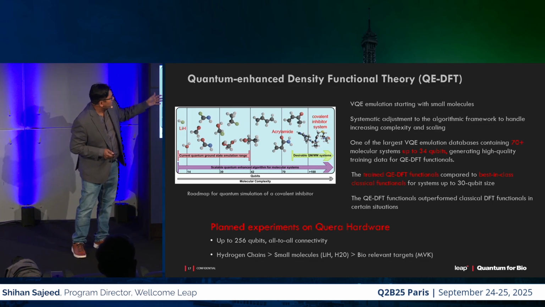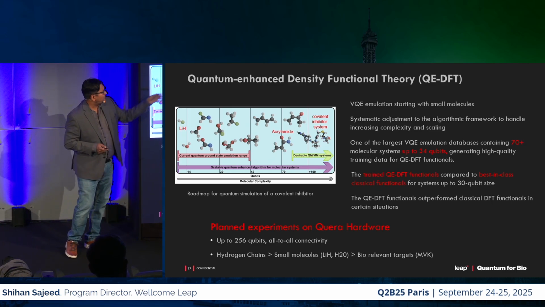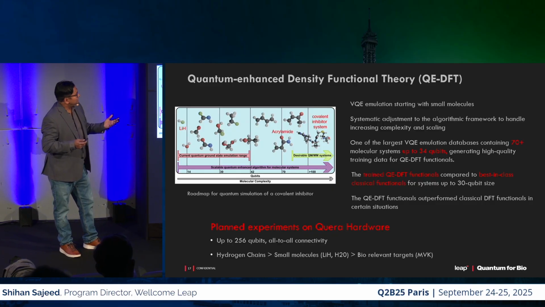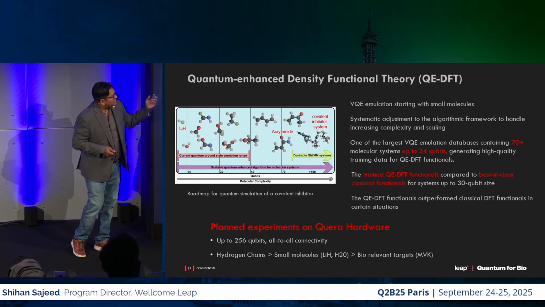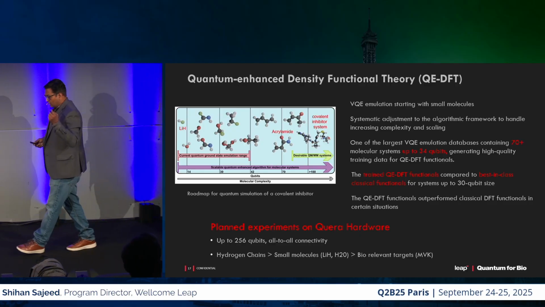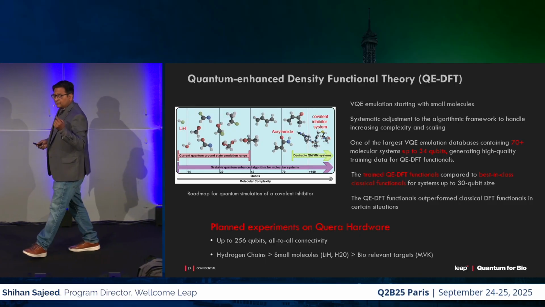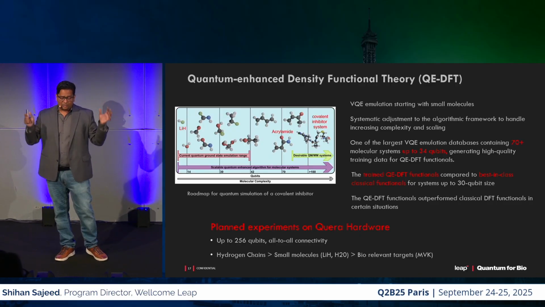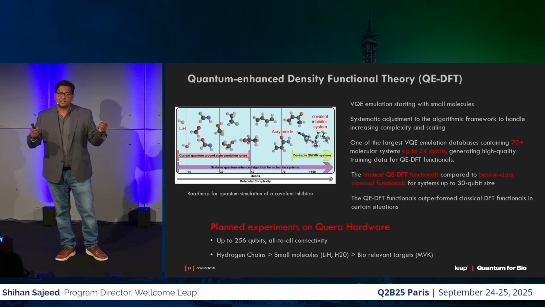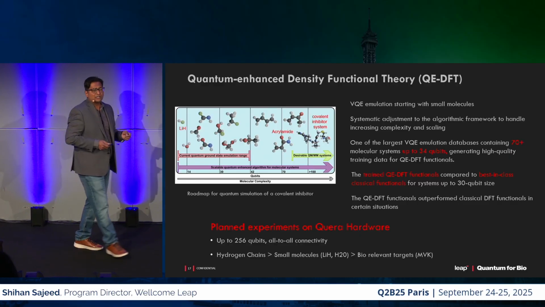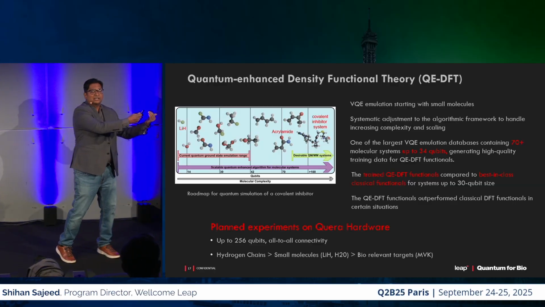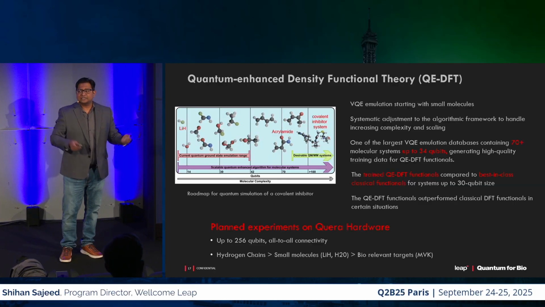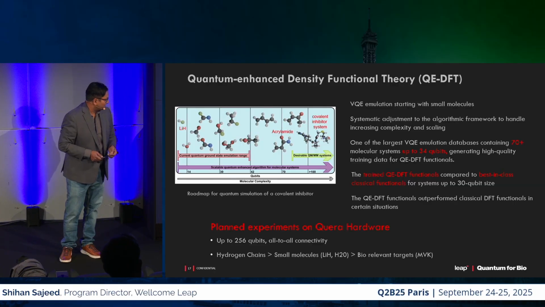They started with lithium hydride and slowly went above, increasing in scale and size, and they generated data. They have basically created a database based on more than 70 systems, and all this accurate quantum data has been used to train a neural network and a machine learning model, which is then used in the classical DFT loop in order to boost the performance.